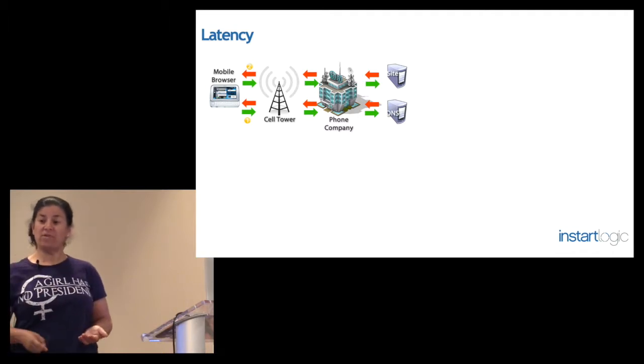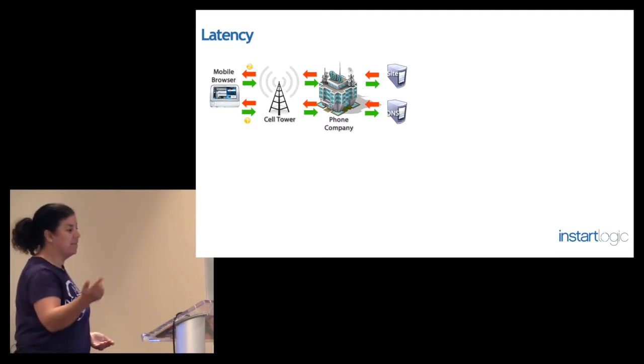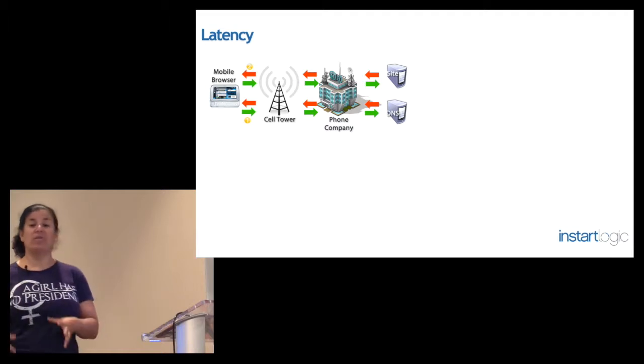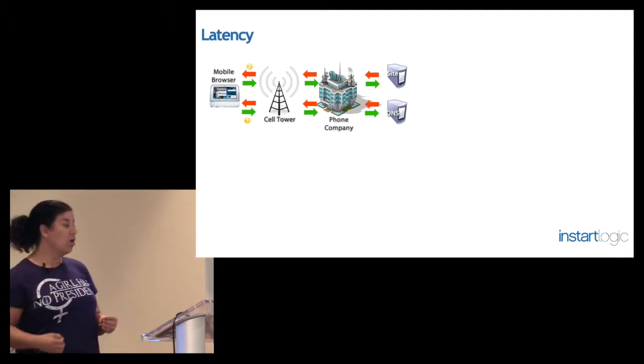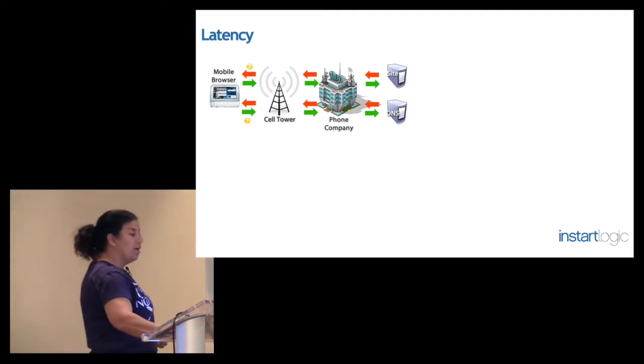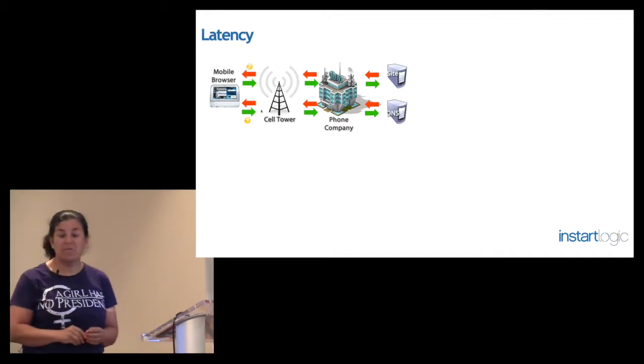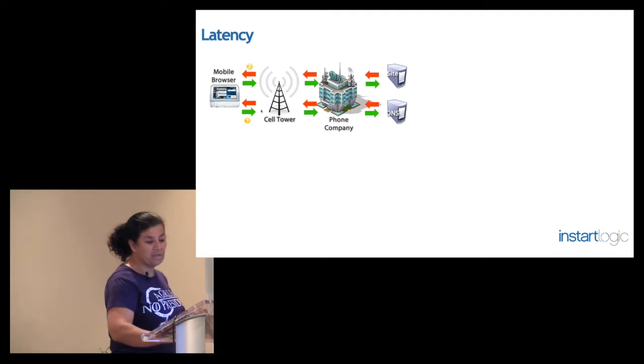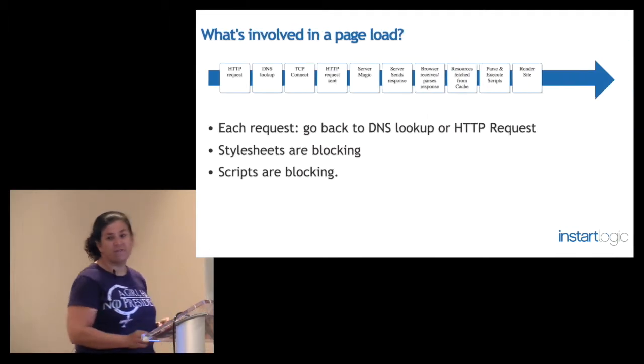Then you make a request for that IP address, which goes to the cell tower, which goes to the phone company, which goes to the actual server that that device is on. The area right here where these yellow dots are, that is where most of the latency occurs. So these mobile devices have way more latency than you do in the office.